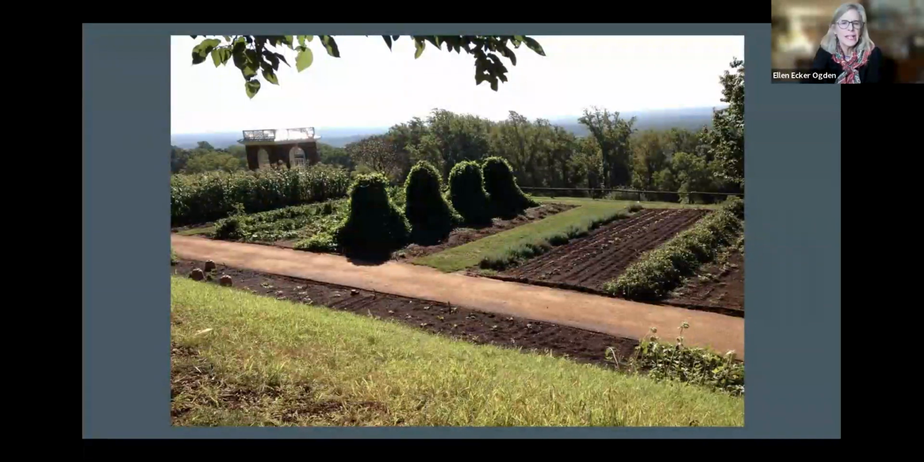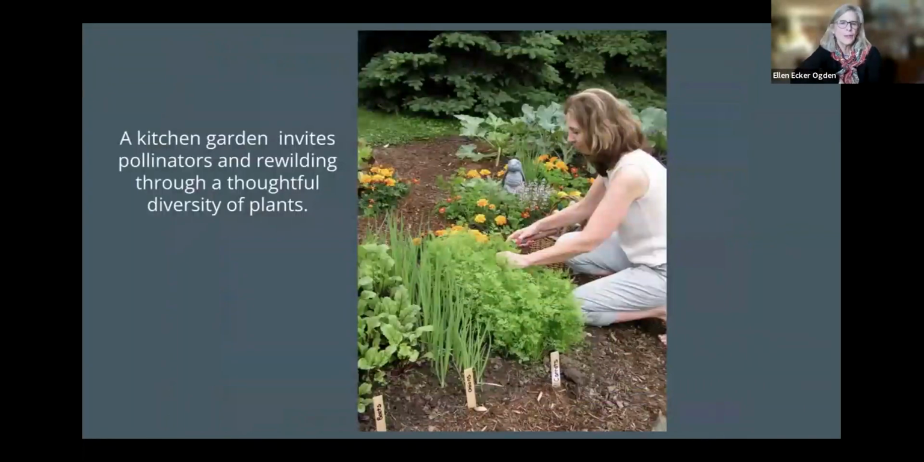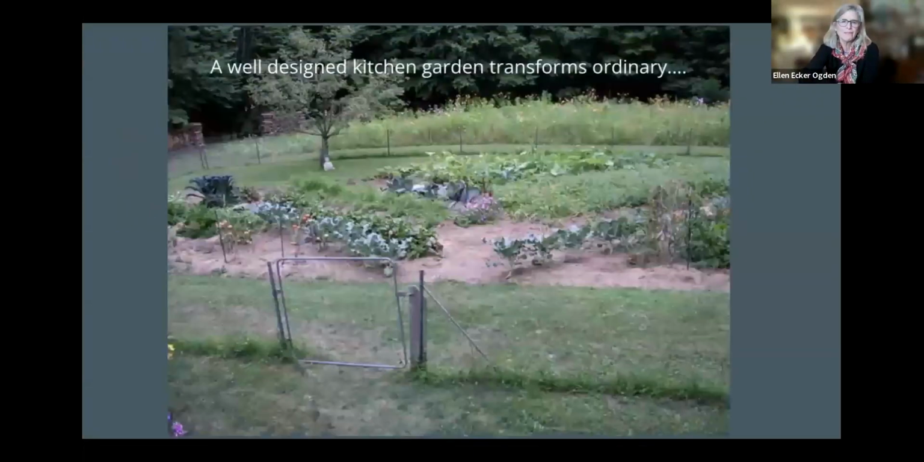So creating comfort in your garden is essential to a successful kitchen garden. A kitchen garden invites pollinators and rewilding through thoughtful diversity of plants. We're losing so many of our plants because we're kind of narrowing down what the seed catalogs offer us. And we're going to be talking about this in lesson 3, seeds and plants, and what it means to be a seed saver and what it means to save heirloom seeds and the culture around seeds. So we'll be saving that, but really thinking about things you can grow that you can't buy in the store that will be fabulous for cooking and bringing into the kitchen.